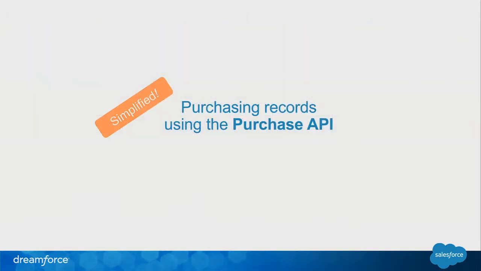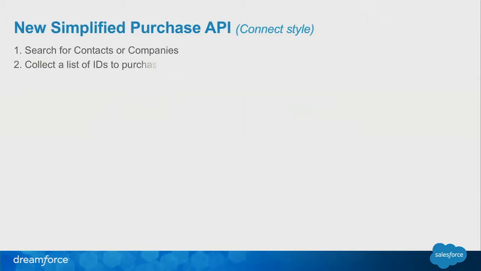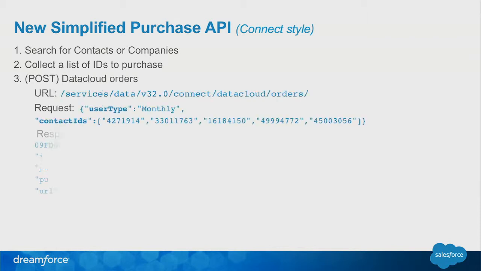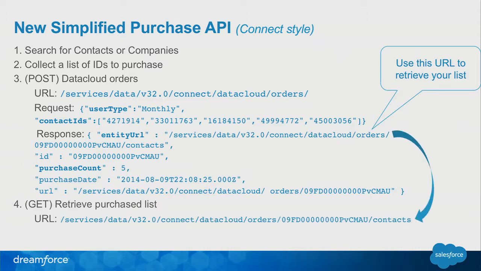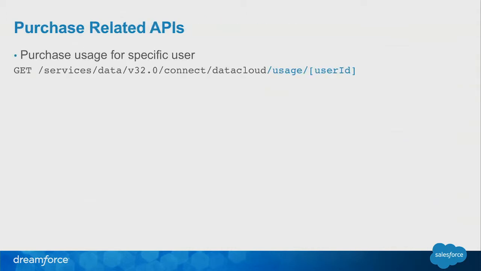Moving on to Purchase API, once you've done the search, you're going to purchase. Purchase API has been there. It was a bit more convoluted. We have made it much simpler now. So for Purchase API, the usage example would be you do a search on contacts or companies, and you get a list of IDs returned. You use that list of IDs then to do a post, and that post request will have those IDs passed. In response, what you get back is a URL. Do a get on that URL, and you have your list. Pretty simple.